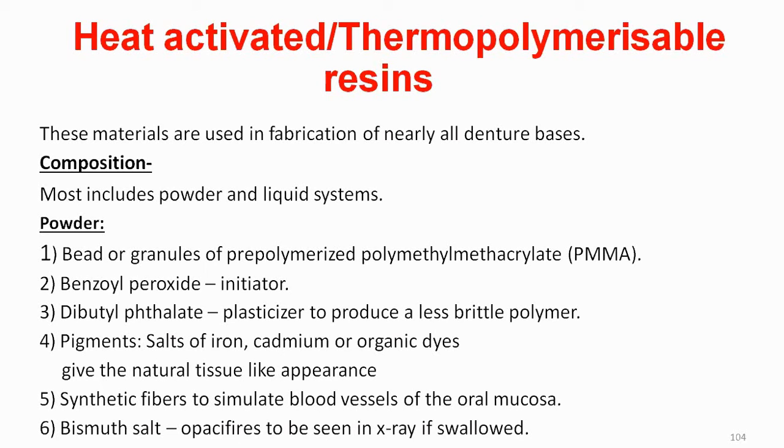The composition usually has powder and liquid. Type 1 class 1 has powder and liquid, and type 1 class 2 is provided in cake form. Let's discuss the powder and liquid form. In the powder, what do you have? You have beads or granules of pre-polymerized polymethyl methacrylate. I'll tell you why it's pre-polymerized later. Number one in the powder is PMMA, polymethyl methacrylate.